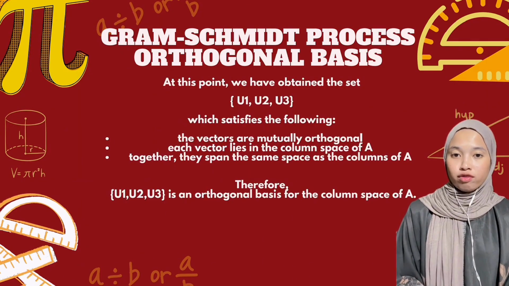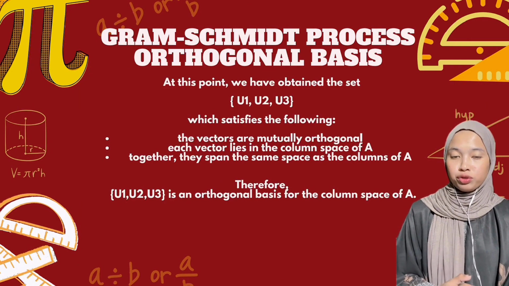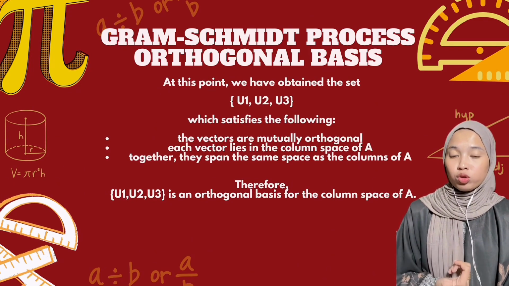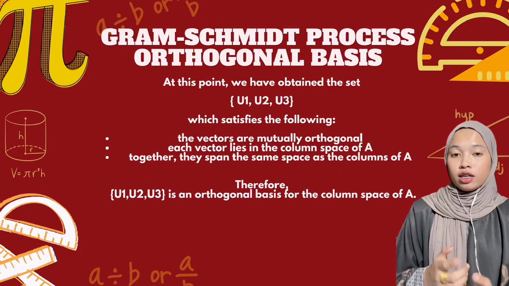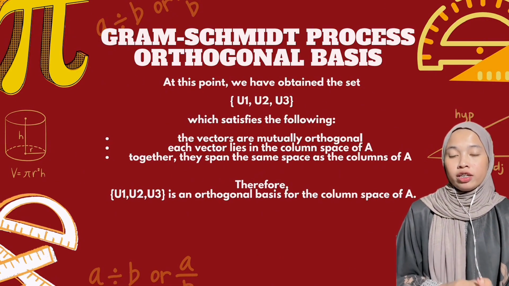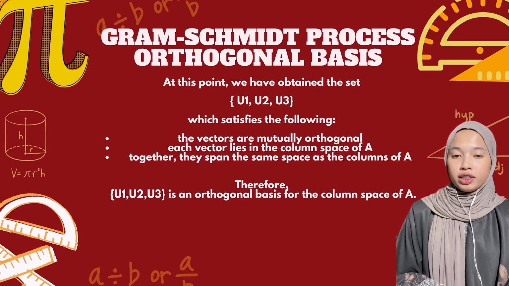At this point, we have obtained the set of U1, U2, U3, which satisfy the following: the vectors are mutually orthogonal. Each vector lies in the column space of A. Together they span the same space as the columns of A. Therefore, the set of U1, U2, U3 is an orthogonal basis for the column space of A.